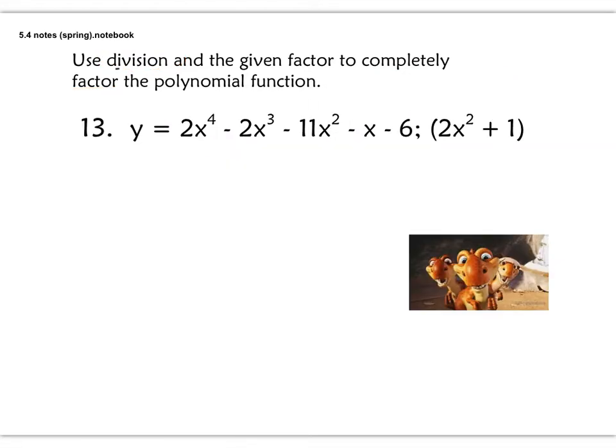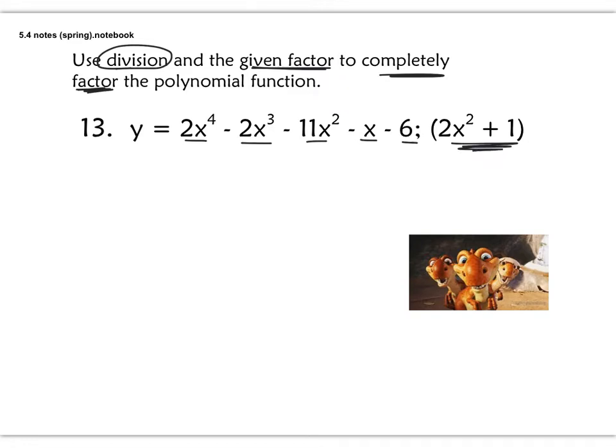So use division. I need to decide long division or synthetic and the given factor to completely factor, not solve, the polynomial function. So if you look, this problem has 1, 2, 3, 4, 5 terms. Well, we've never factored 5 terms. 4 is the most we've ever factored. So unless they give me something, I don't know how to factor that. But thankfully, we were given 2x squared plus 1.